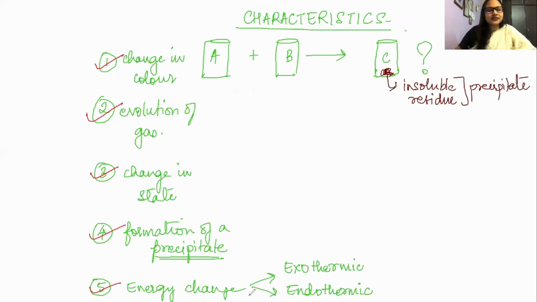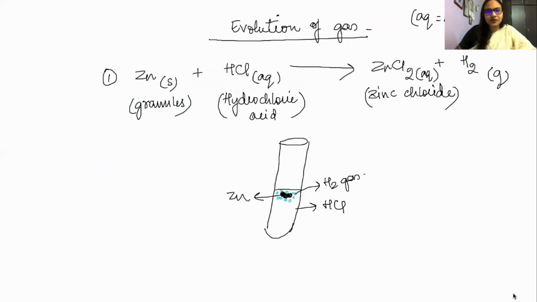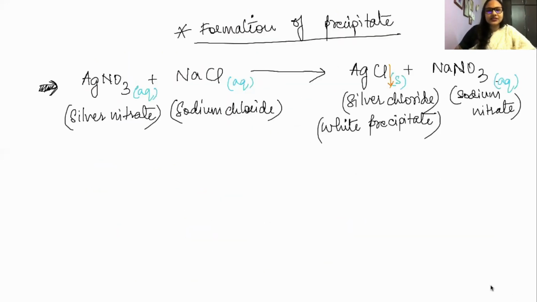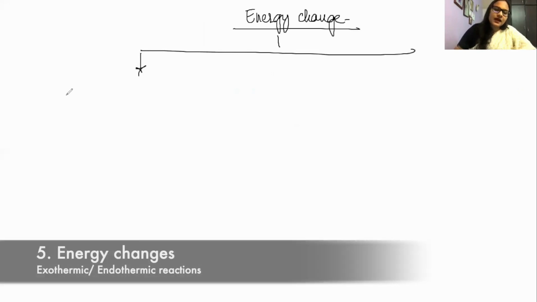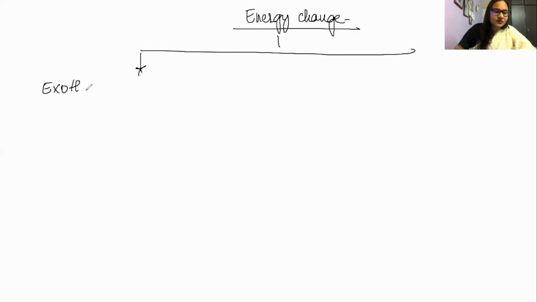Lastly, you have the characteristic of change in energy. So energy changes is a very important topic over here. In energy changes, you will be studying about two kinds of energy changes, like I mentioned earlier. So energy could either be given out at the end of the reaction. Such reactions are called exothermic reactions. Or energy could be absorbed at the end of the reaction. So such reactions are called endothermic reactions.